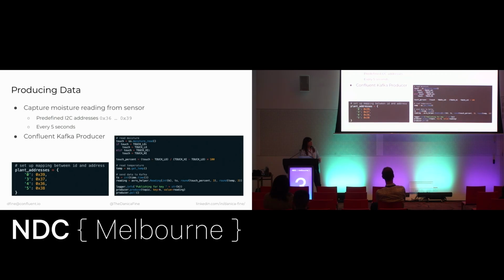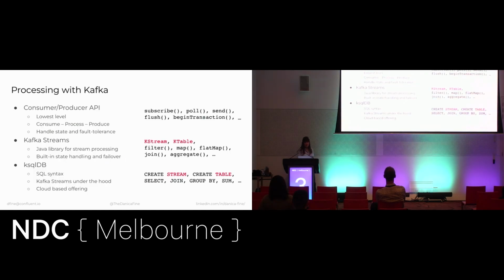I did a very similar thing for the readings. So to start it off, though, I created a static mapping of the plant IDs to the I2C address, and then just looped every 5 seconds in the Python script, grabbed the readings at that address, and produced it into Kafka. All right. Everything's in Kafka now. Now we can get moving.